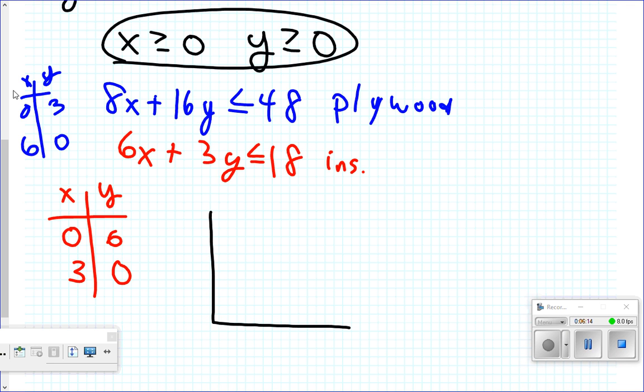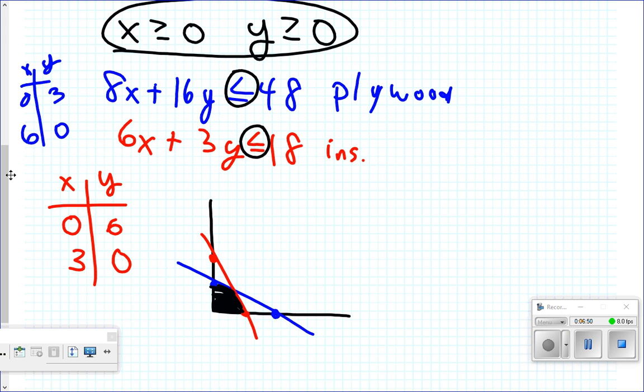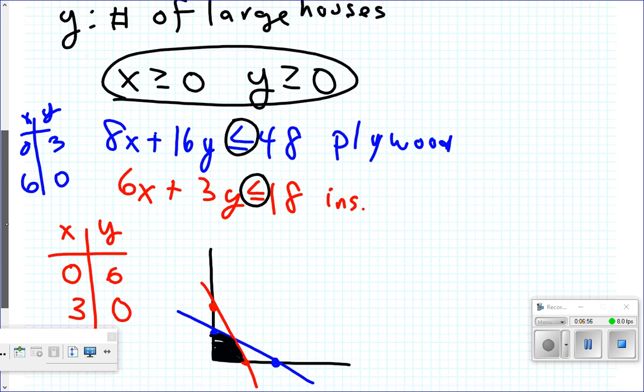So they're almost mirror images of one another. So 0, 3, and 6, 0. And then I'll graph the red one, 0, 6, and 3, 0. And just like on the previous example, since both of these are less than, I'm going to be shading beneath the red and the blue, but staying within the first quadrant. So any ordered pair from that shaded region satisfies all the constraints. So this would be the feasible region for this particular word problem. So this would be the solution set of the system of constraints.